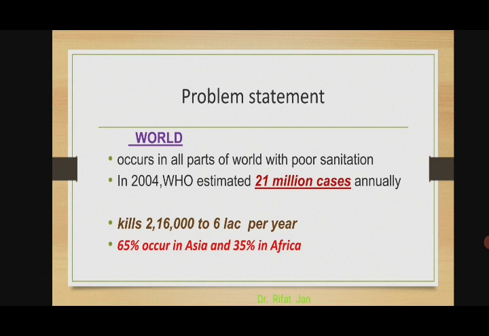Coming to the problem statement, worldwide it occurs in all parts of the world. No part of the world is spared from typhoid, especially those parts where there is poor sanitation. In 2004, WHO estimated 21 million cases of typhoid fever annually. It kills 216,000 to 6 lakh people per year. 65% of such cases occur in Asia alone and 35% in Africa.